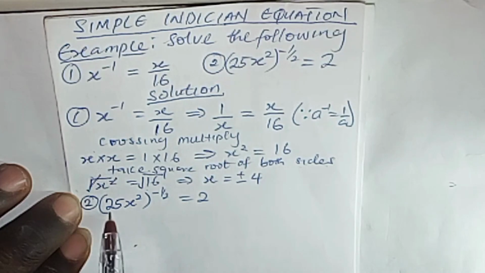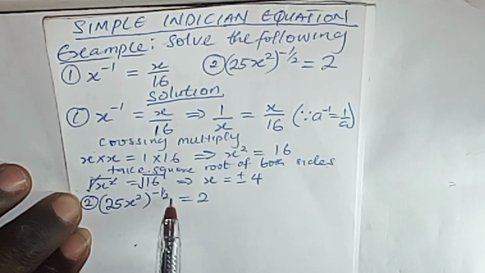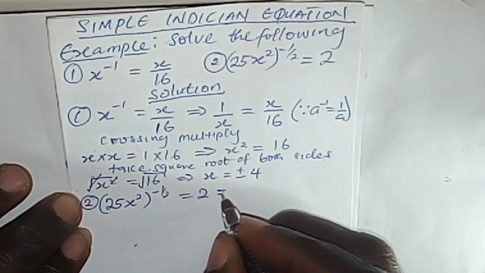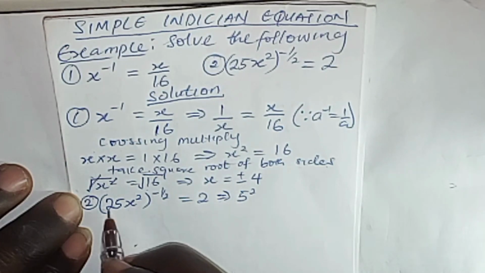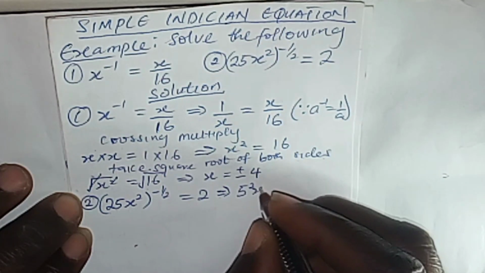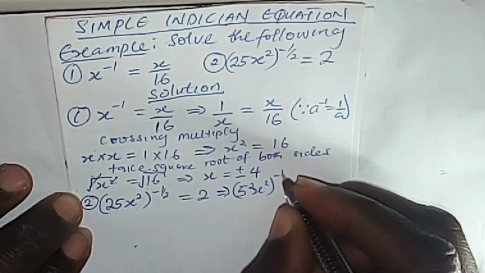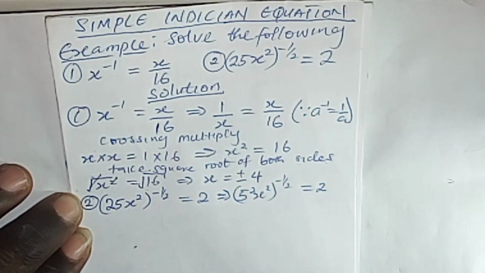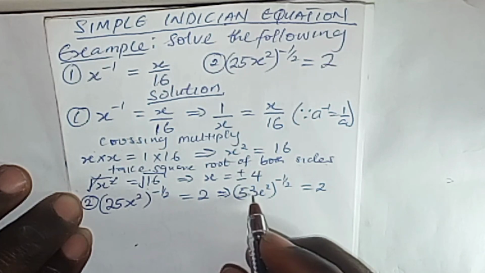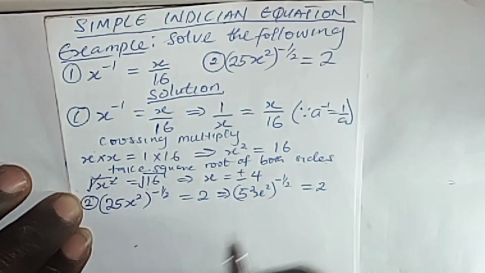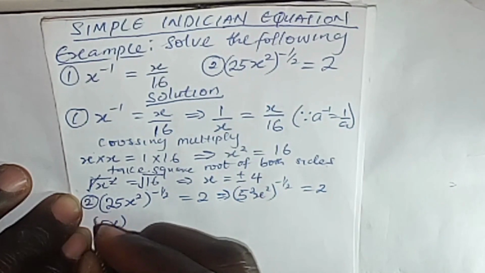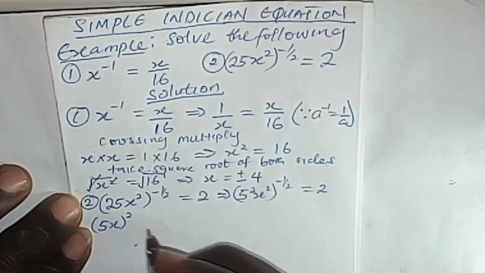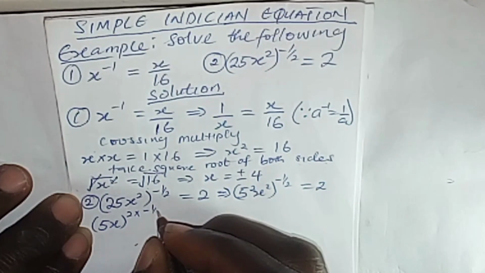As for the second one, we have 25x squared all raised to the power minus 1 all over 2 is equal to 2. From here, this 25 we can make to be 5 squared, because 5 times 5 is the same as 25. And also here we have x squared, and then all raised to the power minus 1 all over 2 is equal to 2. So from here, based on the law of indices, we can write 5x all raised to the power 2, that is this 2 out, then times minus 1 all over 2.